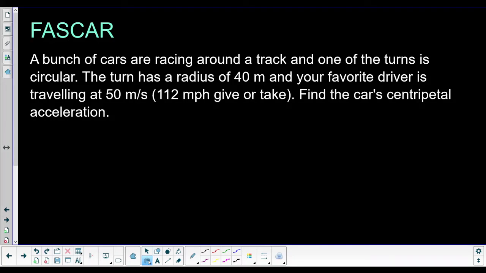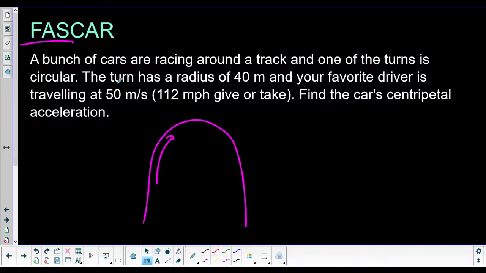Anyway, so let's do some examples just to kind of cut our teeth, calculate some stuff, and then we'll get you on your way. So this is a fast car example. A bunch of cars are racing around a track, and one of the turns is circular. So you've got a track like this. And everyone knows in fast car, you can only turn right. So you're going this way.